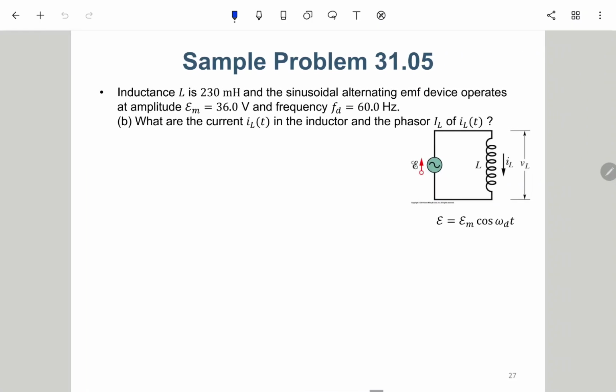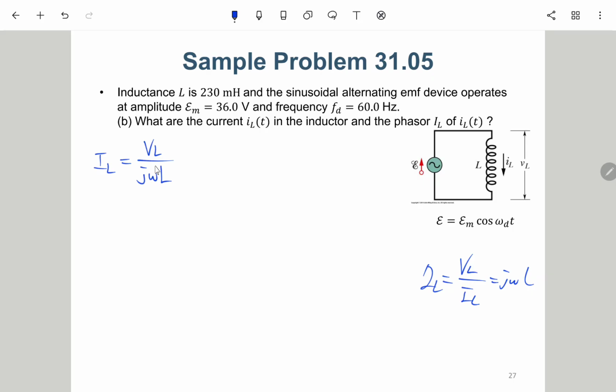So for the inductor, IL will be VL over j omega L, because ZL is actually VL over IL, which is j omega L. So if you just multiply IL to the other side, and move j omega L to here, you have VL over j omega L.